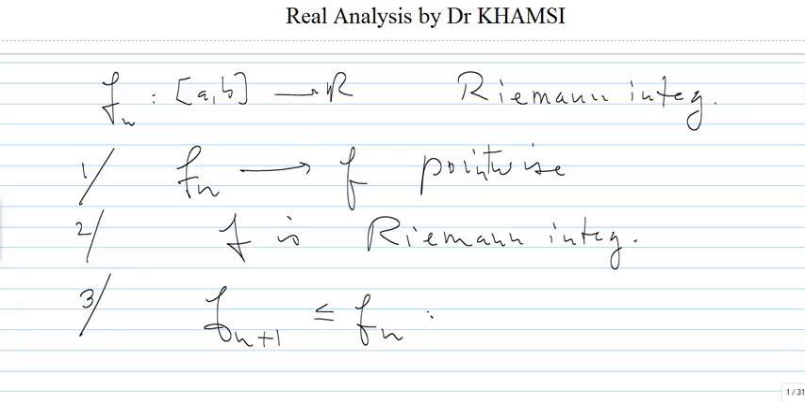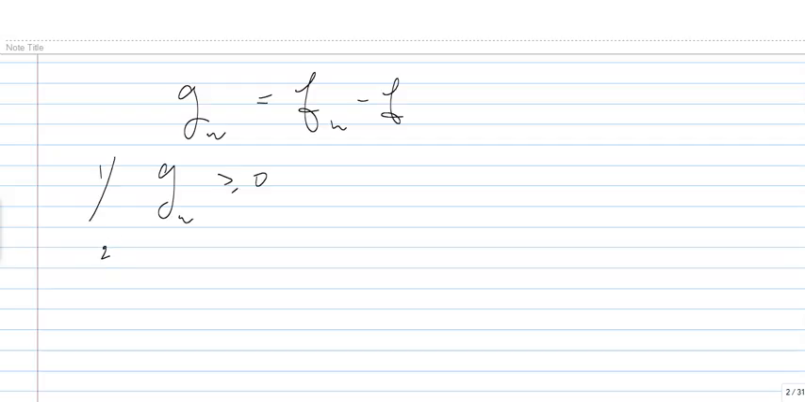Okay? So under these assumptions, to come up with the theorem before, because we wanted to go pointwise to 0, what we're going to do is to introduce the functions gn, which is equal to fn minus f. Okay? Then in this case, what happened? One, the gn's are positive. Two, the gn's are decreasing. Three, the gn's converge to 0 pointwise.